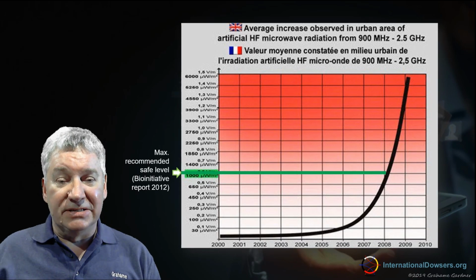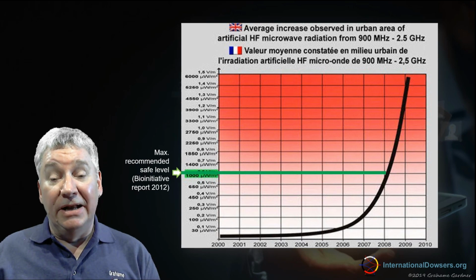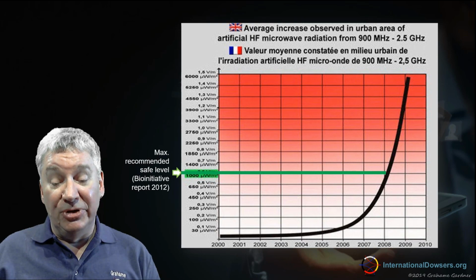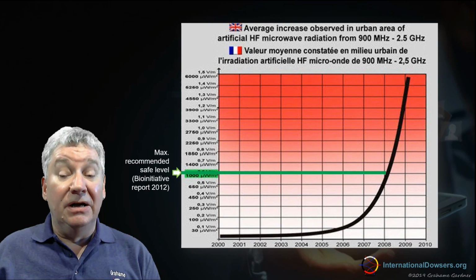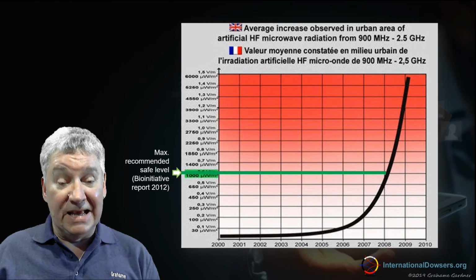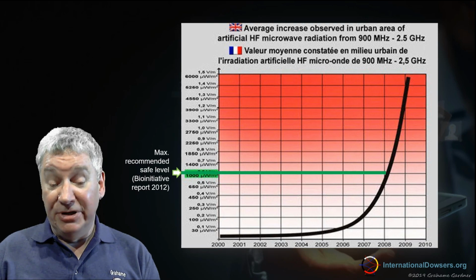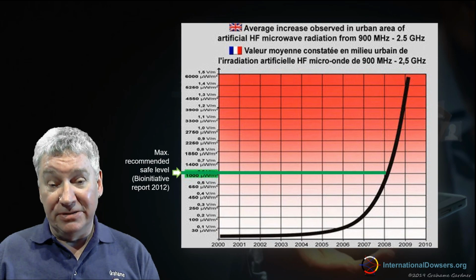This graph is interesting. This shows you the proliferation of pulse microwave energy and how it's increased exponentially in the last 15 years. And this is only covering 3G bands from 900 megahertz up to 2.5 gigahertz. But you can see how the curve has taken off from 2004, 2005, as far as this graph goes, which is 2010. Now, the maximum recommended safe level from the Bio-Initiative Report 2012 is 1000 microwatts per square meter.